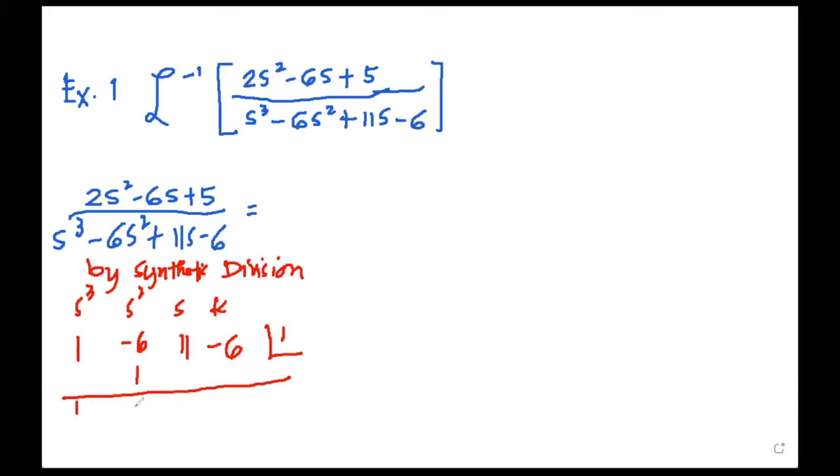Negative 6 plus 1 is negative 5. Negative 5 times 1 is negative 5. 11 minus 5 is positive 6. 6 times 1 is positive 6. And then the last column here should be 0 yung result. So if this is satisfied na yung last column is 0, then 1 is the root of this given polynomial.